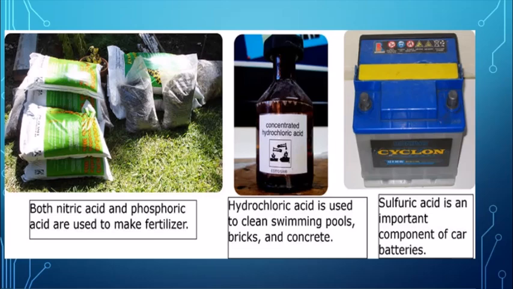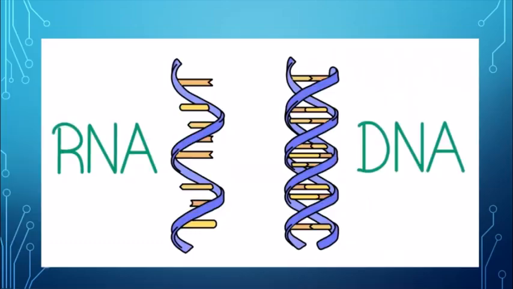And one important use of acid is dilute H2SO4, that is sulfuric acid. Where is it used? It is used in batteries, that is in electric cells. So every place acid is used. These were a few uses of acid.